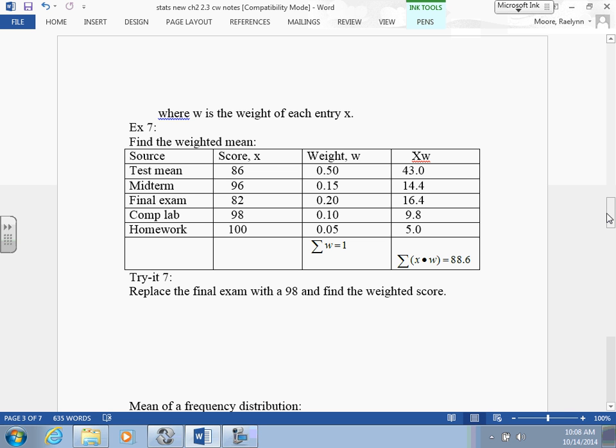Now, here's a series of things. Your test scores averaged 86. Your midterm was a 96. Your final was an 82. Your labs a 98, and your homeworks added up to 100. So the weighting system was 50% for tests. Midterm, 15%. Final exam, 20%. Computer labs, 10%. Homeworks, 5%. Altogether, they have to add up to 100%. So you multiply it by its decimal. These are all multiplied across.